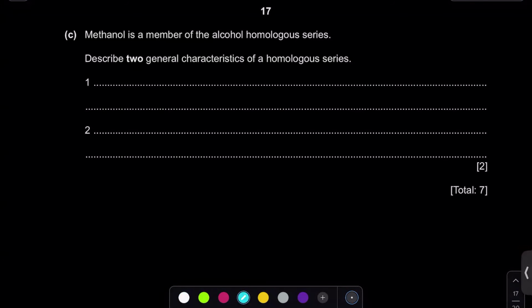Methanol is a member of the alkyl homologous series. There are 4 things about homologous series that you should know. They have the same functional group, they have the same general formula, they differ by CH2, they have trends in physical properties and the same chemical properties. So you can write any of these four.